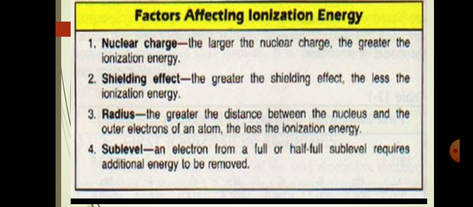Then we discuss the sublevel. An electron from a full or half-filled sublevel requires additional energy to be removed, when an atom has a completely filled or half-filled electronic configuration. For that purpose, additional energy is required to remove that electron from the valence shell.